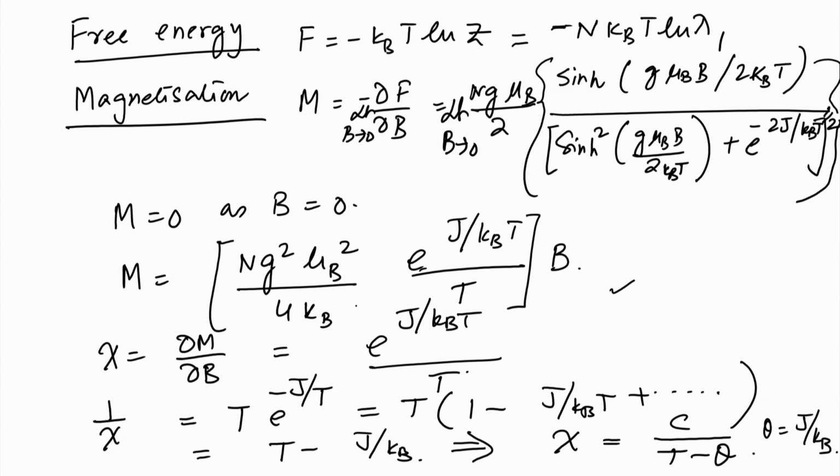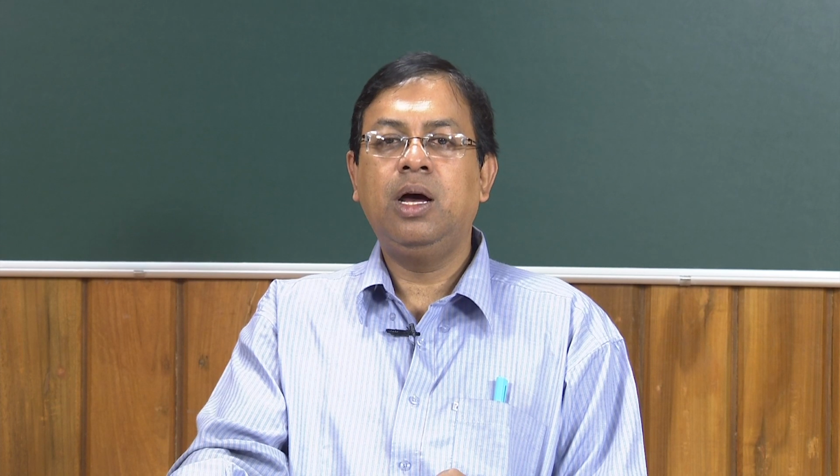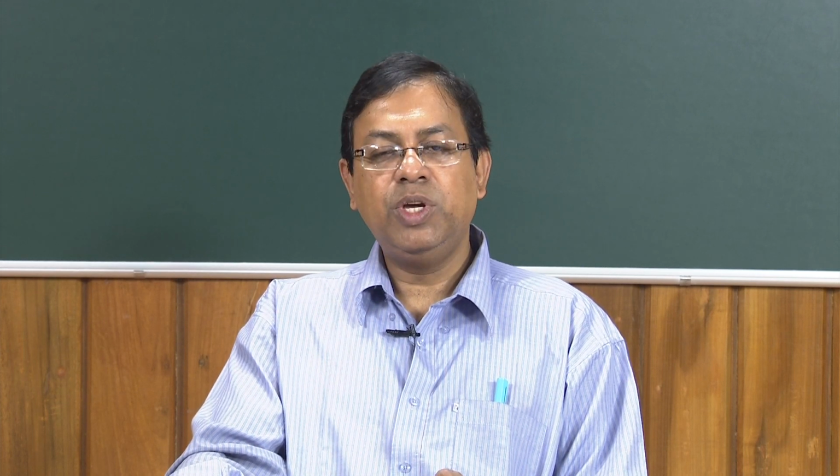We have dropped the initial factor here, just kept only the T part and associated the energy, which depends on J over k, as the characteristic temperature, which is theta, and then we have derived how chi depends on temperature, which is simply 1 over T minus theta, where theta is some characteristic temperature. So, this is called Curie's law.